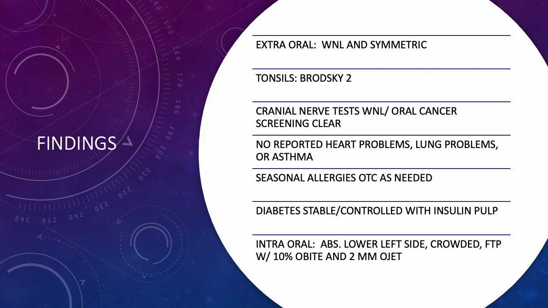His intraoral shows the abscesses on the lower left side. He's crowded. He has flush terminal plane in his bite, which is usually going to end up being a class 2. He has a 10% overbite and a 2 millimeter overjet.